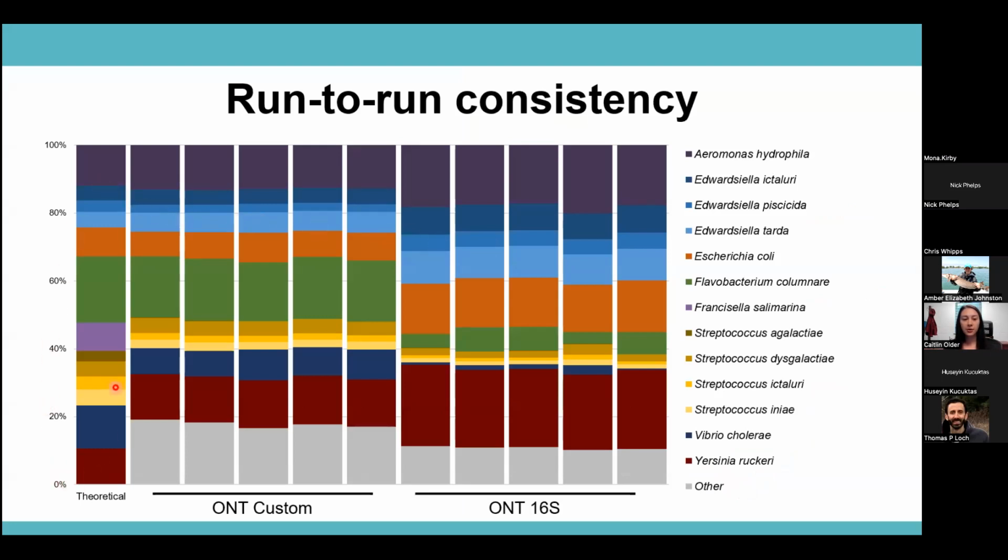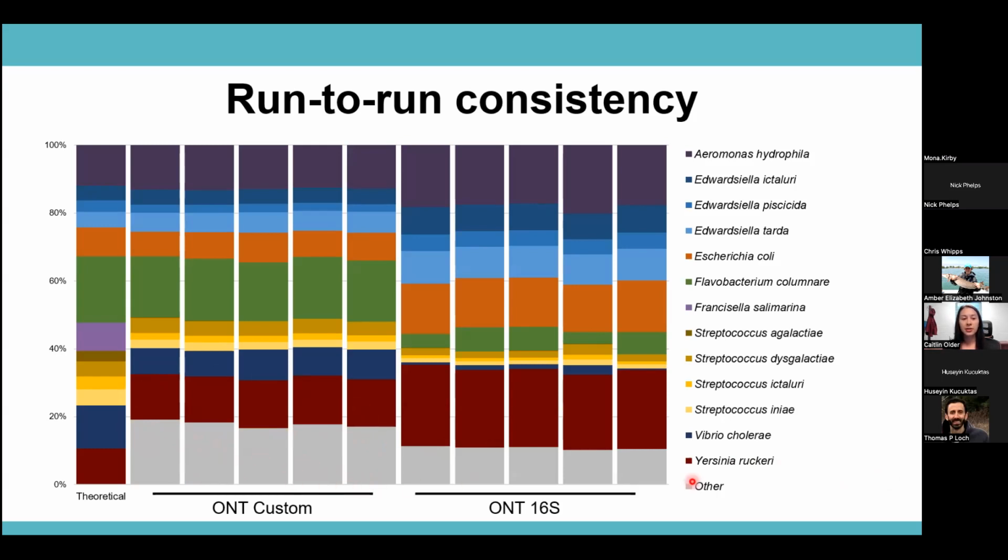Here is the theoretical composition of the mock, and then our ONT custom and our ONT 16S results. Due to the way that these kits are made, we can only multiplex so many samples on a single flow cell. And so we had to split our samples across 5 runs for each of these protocols. So the purpose of this was really to look at how consistent it is across runs. And it does look fairly consistent across the different runs.